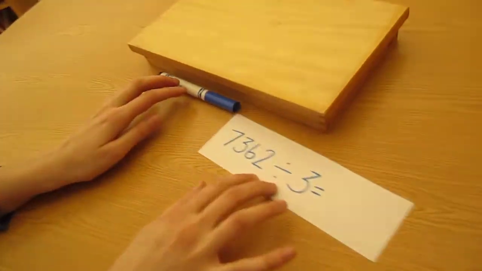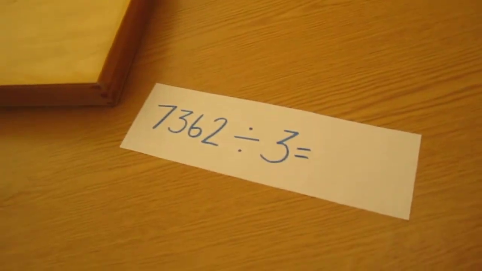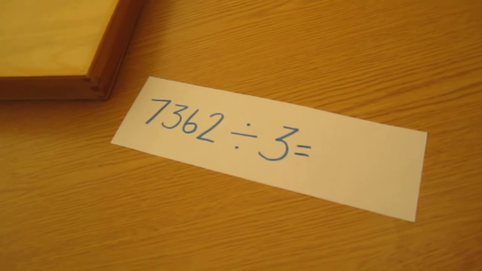Typically children in first grade will get a preview of the stamp game, but it's used most extensively in second grade and third grade to work through math problems. Today I want to show you a division problem. For example, 7,362 divided by 3.